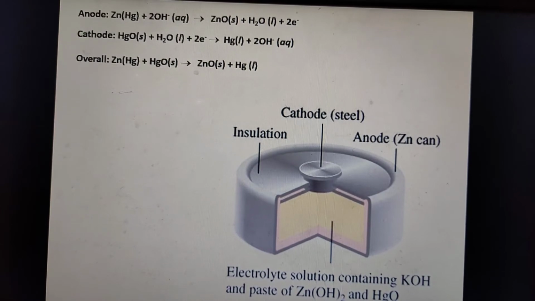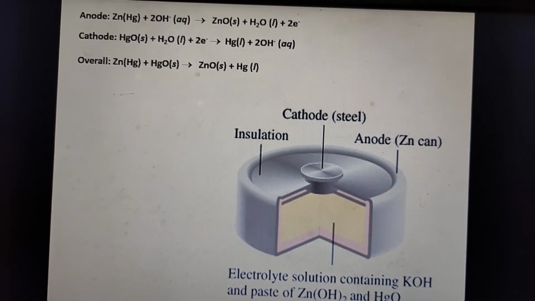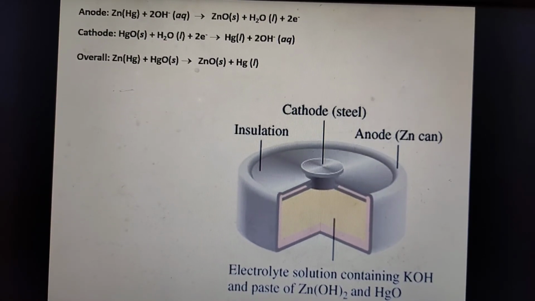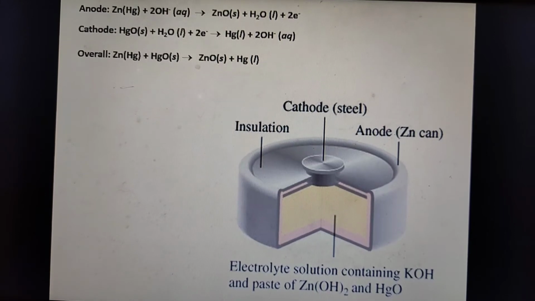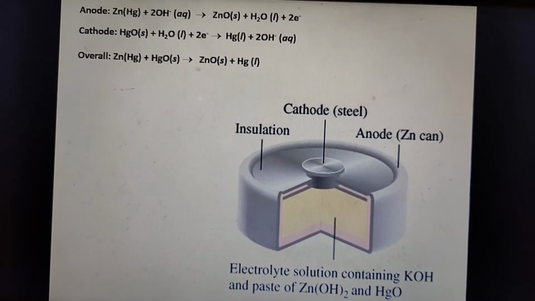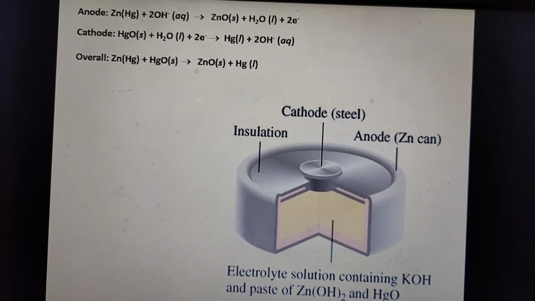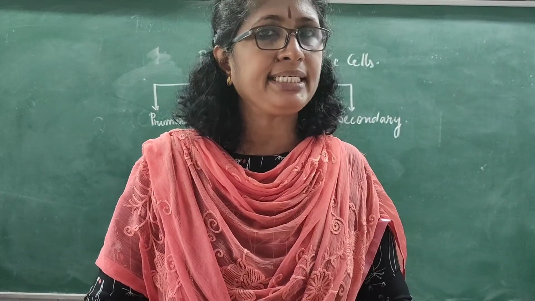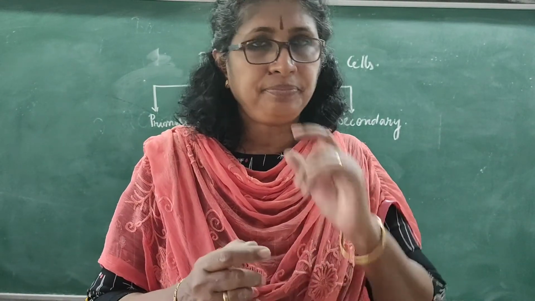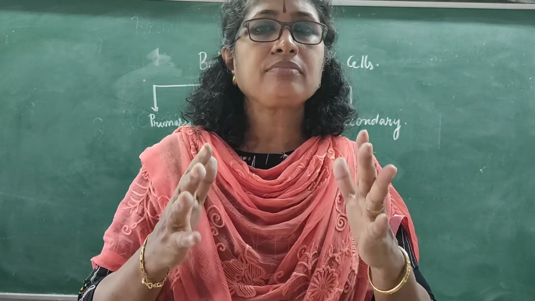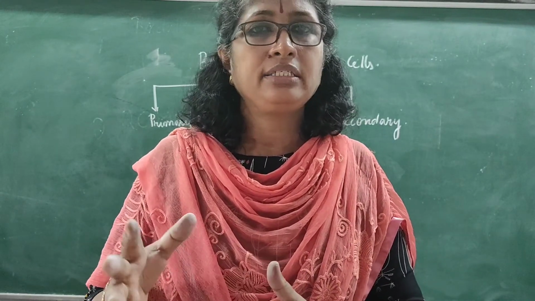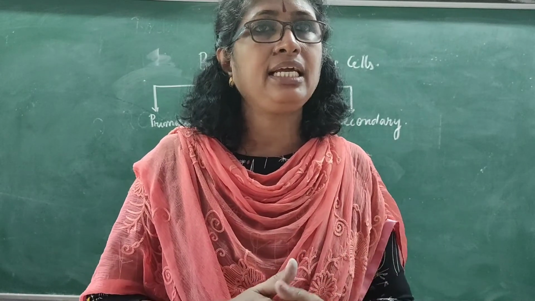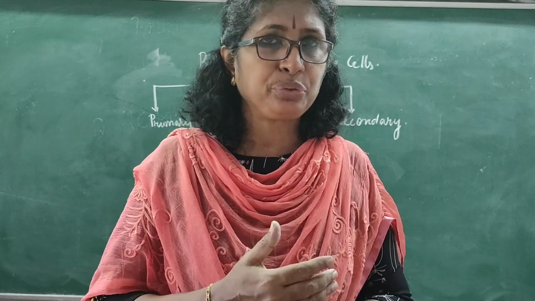Okay, so these are the reactions taking place in the mercury cell, and it gives a constant voltage. Since the voltage is constant, it is usually used in hearing aids. In hearing aids, it is mainly used only because of its constant voltage. We have seen two different types of primary batteries, that is the dry cell and the button cell or mercury cell. The dry cell is used in torches, clocks, etc., where zinc is the anode and graphite is used as the cathode.